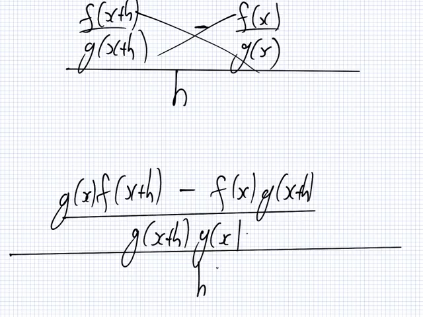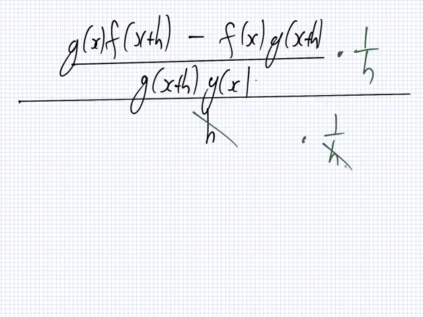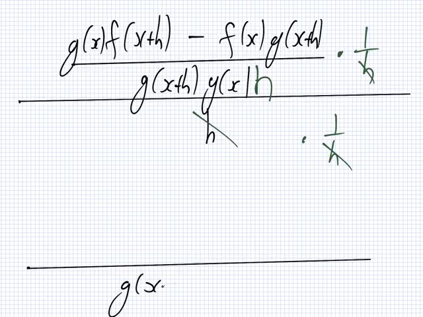Okay, can I go to the next step? Next, I'll multiply the top by 1 over h and the bottom by 1 over h. So this and this cancel, and then the h multiplies this, so it's like an h here now. So now you have only one fraction, which is a little bit better. g(x+h), g(x), h.